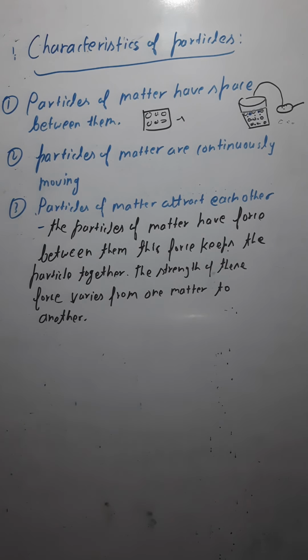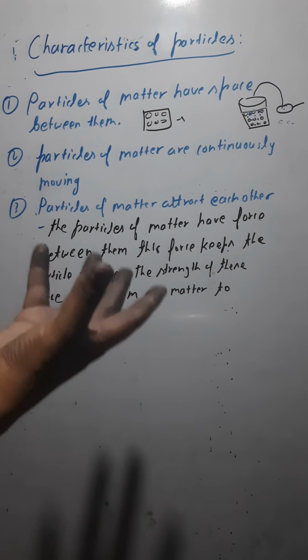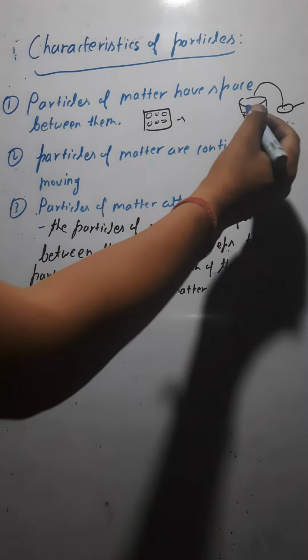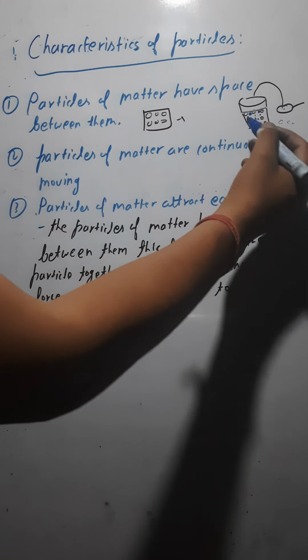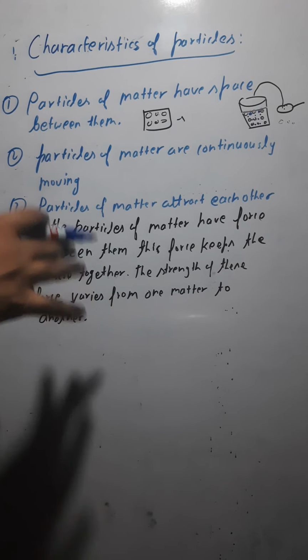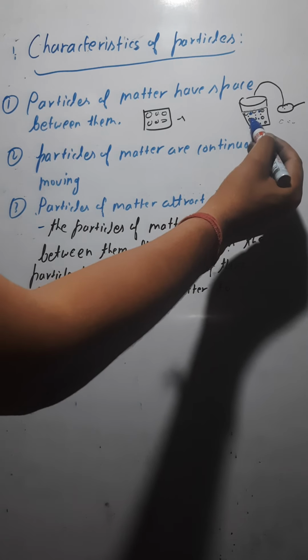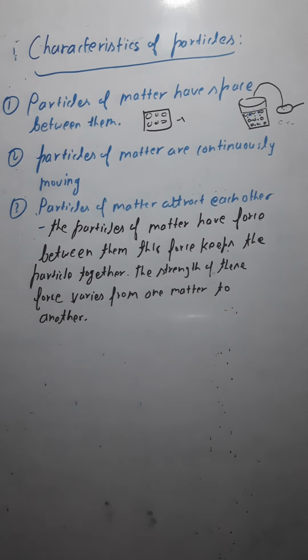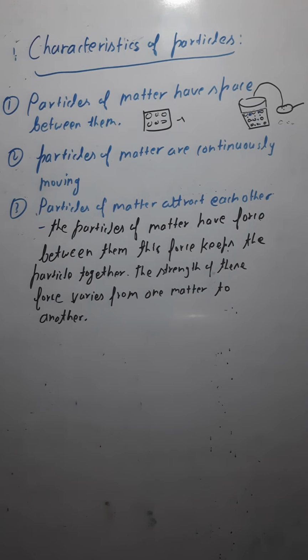How do you prove this? Let's say we take a glass of water and the level of water is up to here. Now after adding the sugar, the level of water is still the same. This proves that the particles of sugar have been adjusted in between the particles of the water. That is why the level is not changed. So this proves that particles of matter have space between them. Are you getting this? Very good.